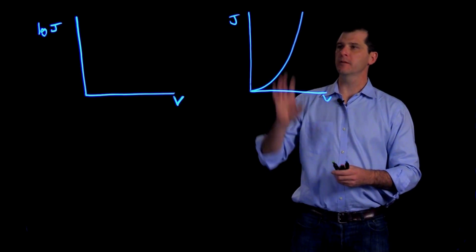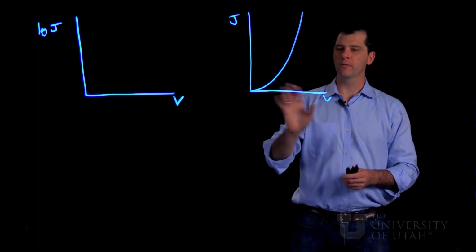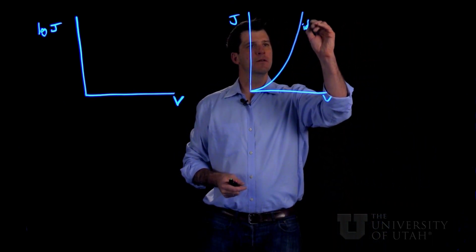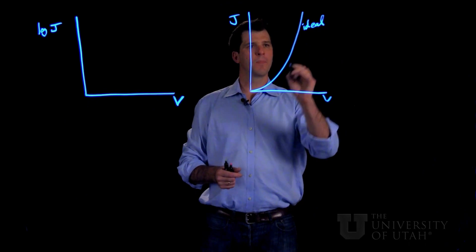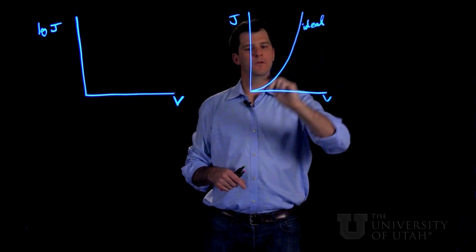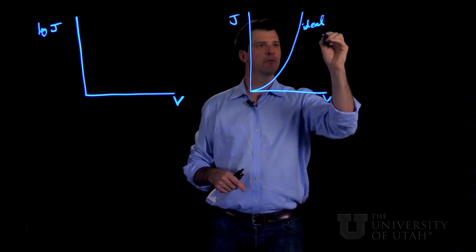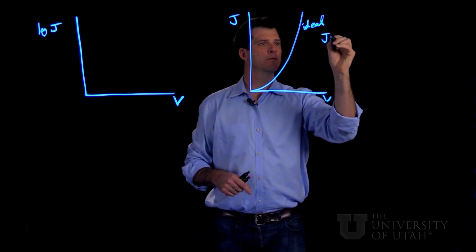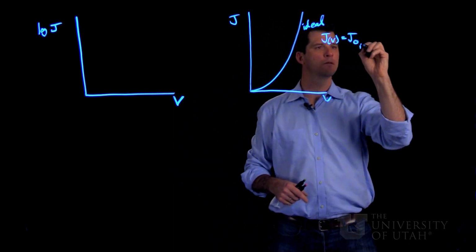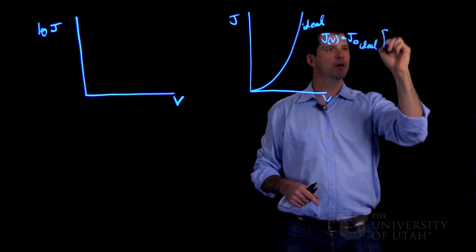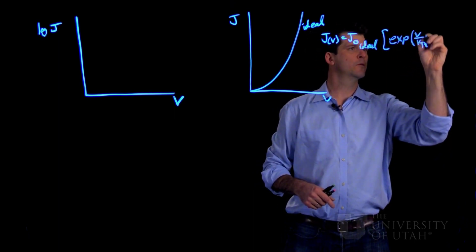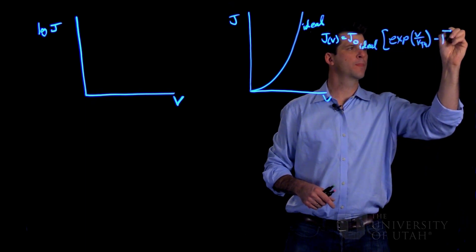Okay, so first let's look at our JV curve in forward bias. So for the ideal diode, with our minimum J naught possible, we have J(V) equals J naught ideal times exponential of the voltage over V thermal minus 1.